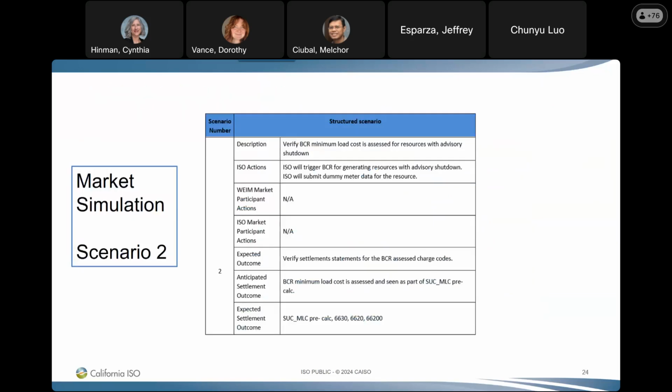Yes, on this BCR, it looks like CAISO is going to generate a condition. So if we were to validate the settlements, we will need the resource. So do we need to... it looks like the CAISO market participants' action is not applied here. I just want to know, without a resource that participates in this exercise, how can we assess the BCR settlements?